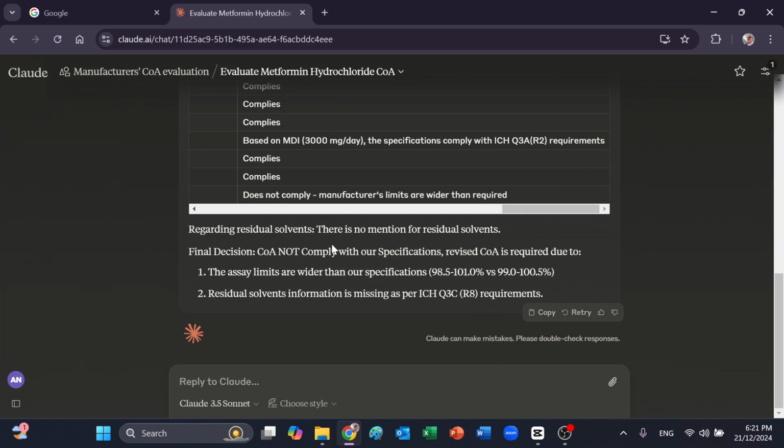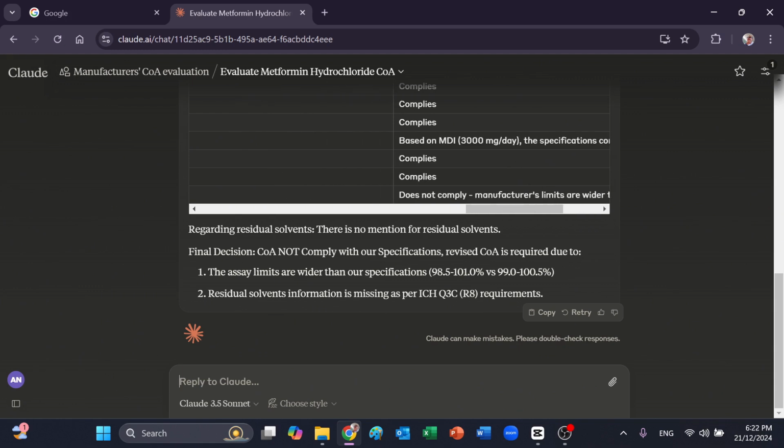Regarding residual solvents, there is no mention of residual solvent. It's okay. Final decision: the certificate must not comply with our specification. A revised certificate is required because the assay limits are wider than our specification, and residual solvent information is missing in the certificate of analysis. But now we have a problem in the impurities and the related substance, and the retest date. We can write that for him.